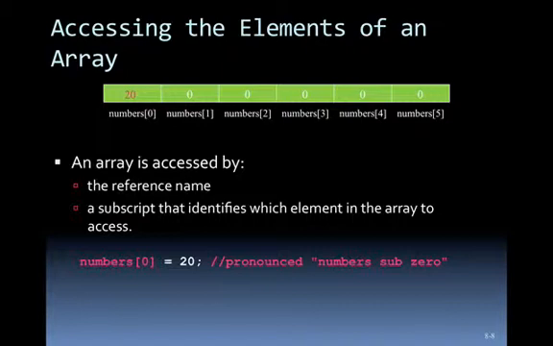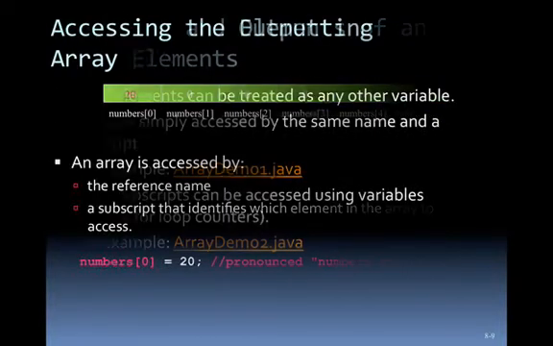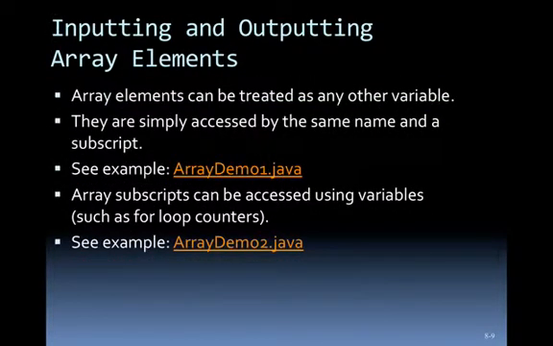So that gives us the location in the list, and then we can treat that like any sort of variable that we want. As you can see, we're treating it just like any other integer and assigning the value 20 to it. Again, array elements can be treated like any other variable. They're simply accessed by the same name and then a subscript.